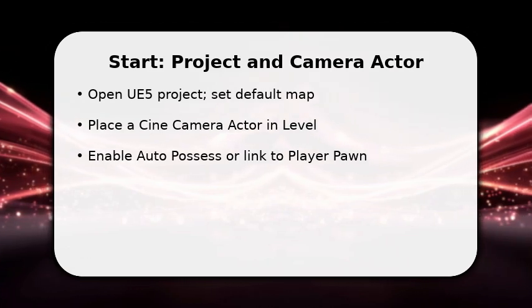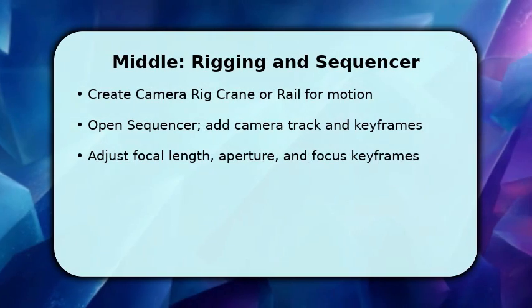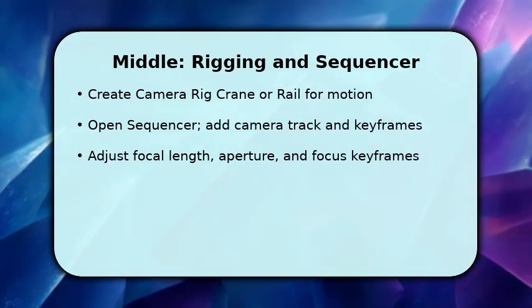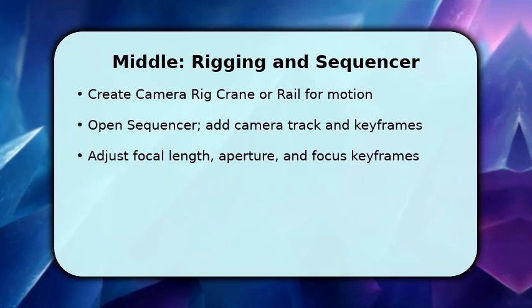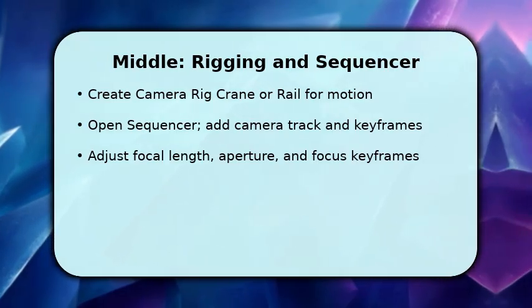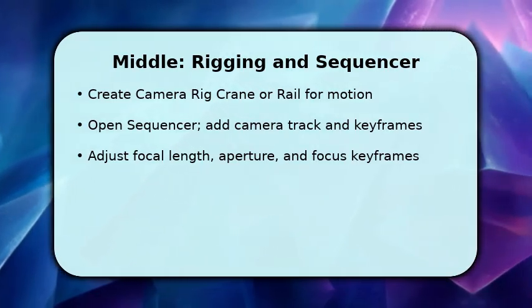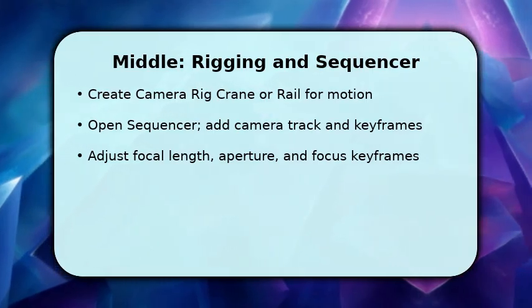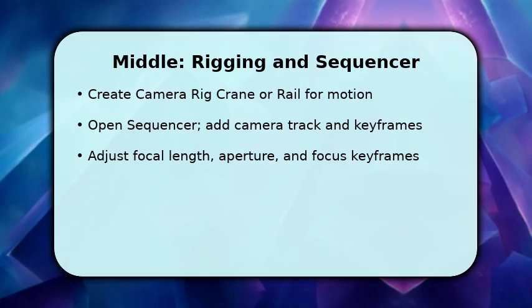Next, rig the camera for predictable motion using a camera rig crane or rail. You want smooth, repeatable paths. Open Sequencer, add your Cine Camera, and create transform and settings tracks. Then set keyframes for position, rotation, lens focal length, aperture, and focus. This lets you sculpt the shot.